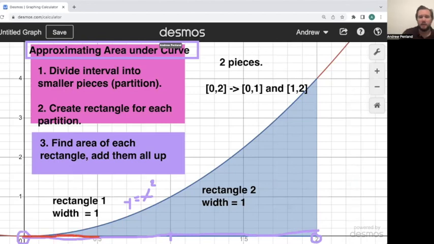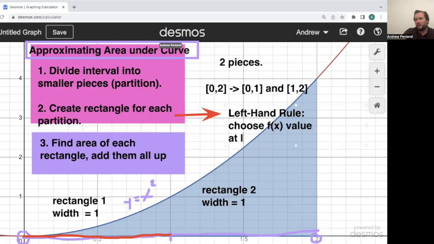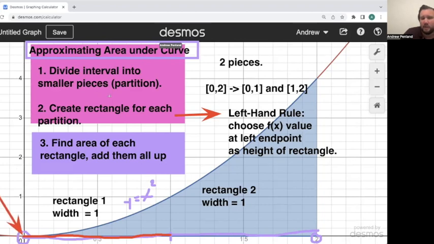For the first rectangle, whose base goes from 0 to 1, I'm going to use what's called a left-hand rule, which means I'm always going to choose the f of x value at the left endpoint as the height of the rectangle. That's my strategy. The left endpoint of 0 to 1 is 0, and the height of the curve there is 0. So for rectangle 1, I have a width of 1 and a height of 0, which means the area will be 0 times 1, or 0. That's okay, it can happen.